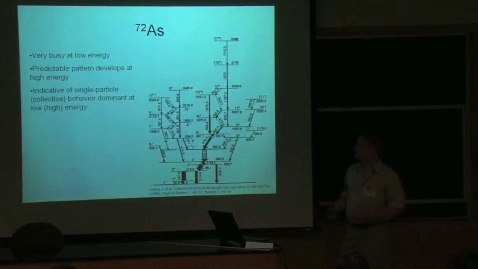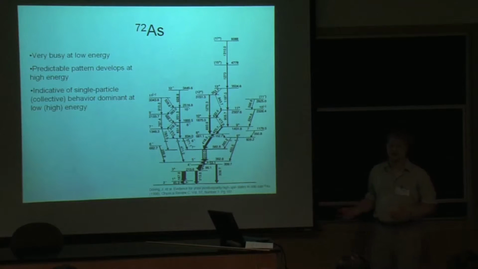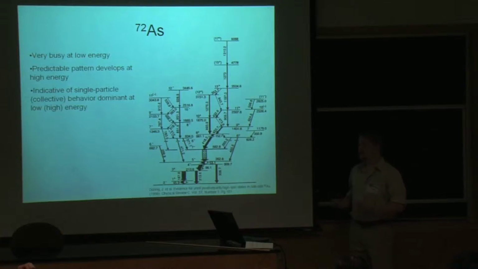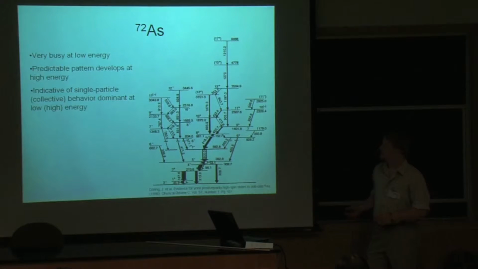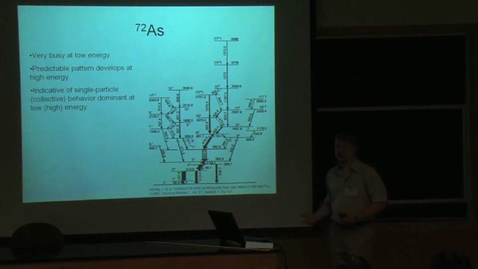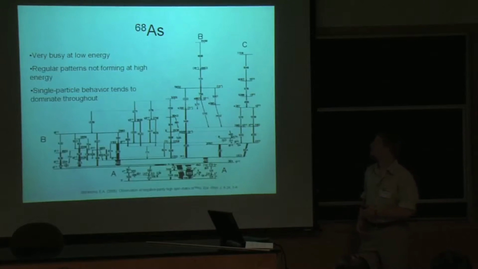For arsenic-72, we have this busy structure here at lower energies. As you go up, you start to get these very predictable bands. This is very traditional in these odd nuclei in this region, and it's indicative of collective behavior at these higher energies and single particle behavior at these lower energies. It's the first indication of said behavior.